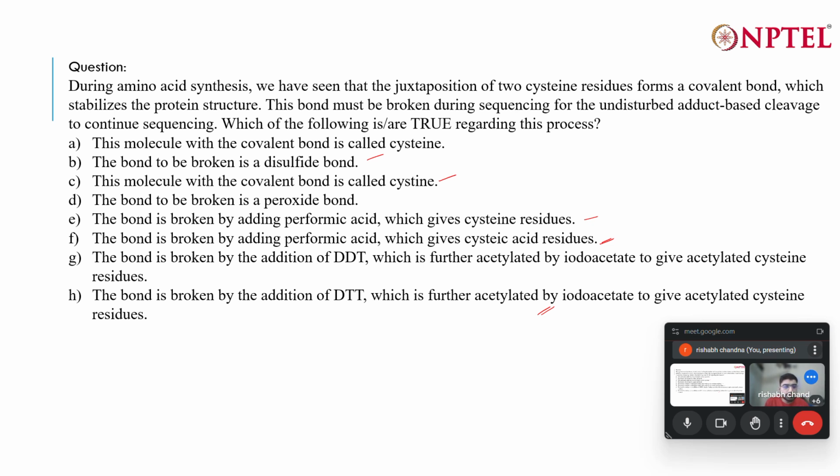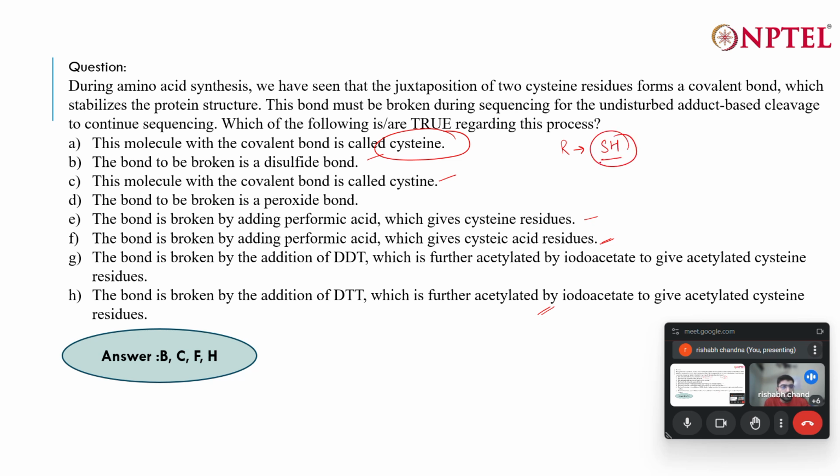So let's see the answer. The correct options are B, C, F, and H. Okay. So we'll see one by one. The molecule with the covalent bond is called cysteine. No. The cysteine is an amino acid, the single amino acid that has the sulfur group. The R group present in cysteine is SH only. So this helps in forming the disulfide bond with the other cysteine molecule.